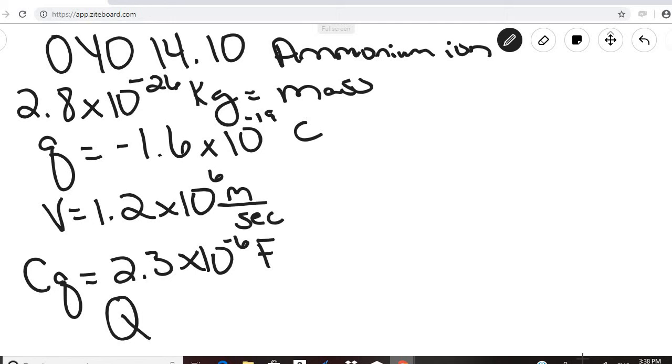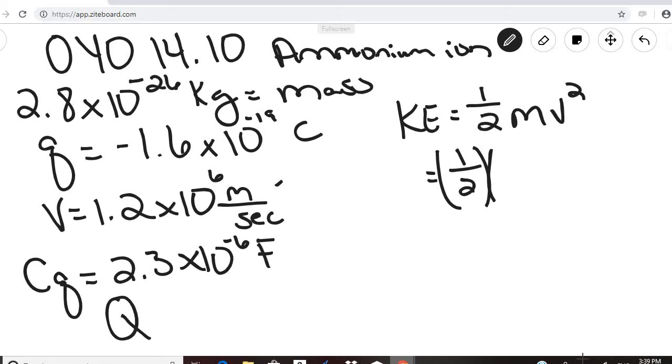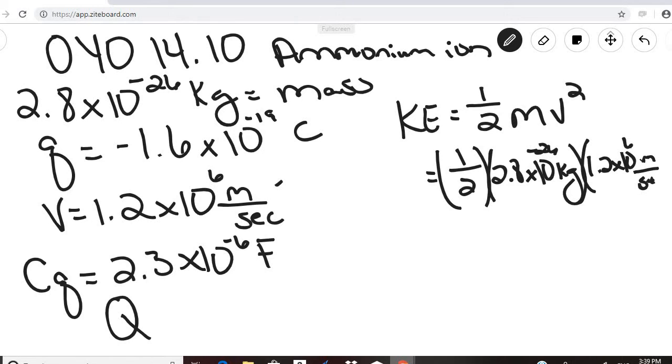Okay, so this one is going to require us to work backwards the other way, because now we can figure out the kinetic energy because we know what velocity the ammonium ion is moving with. So kinetic energy is equal to 1/2 mv squared. So 1/2 times the mass, which we were given, 2.8 times 10 to the negative 26 kilograms. And then square that, so same thing. Oh no, sorry, you don't square the mass, you square the velocity. The velocity is 1.2 times 10 to the 6 meters per second, and we're going to square that whole thing.